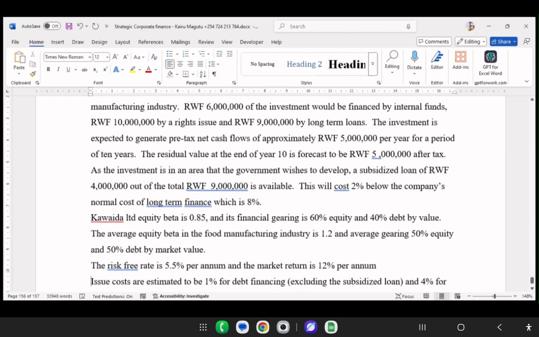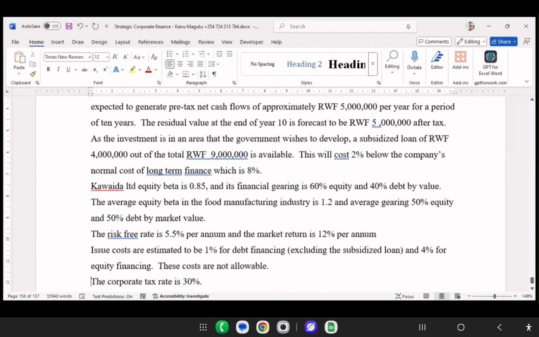Then we are told that Kawaida Limited equity beta is 0.85, and its financial gearing is 60% equity and 40% debt by value. The average equity beta in the food manufacturing industry is 1.2, and the average gearing is 50% equity and 50% debt by market value. The risk-free rate is 5.5% per annum, and the market return is 12% per annum.